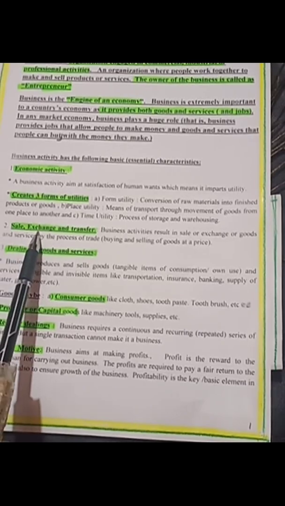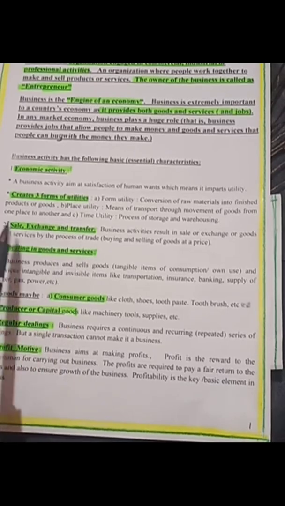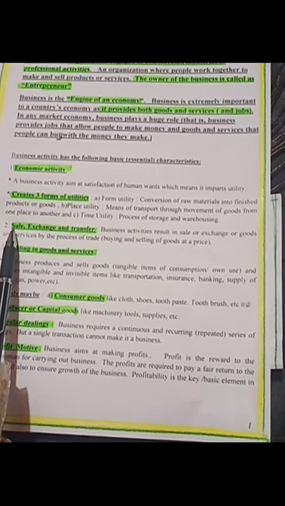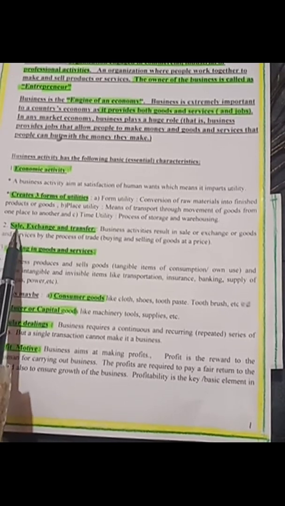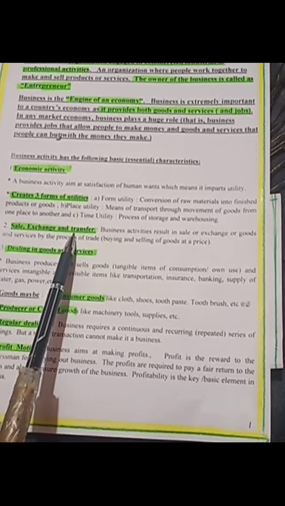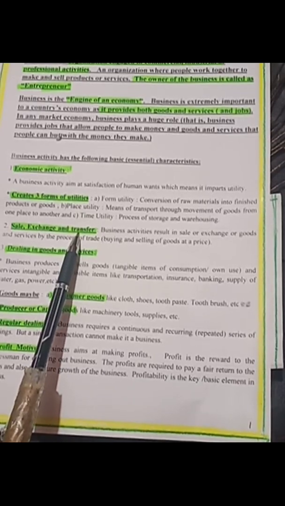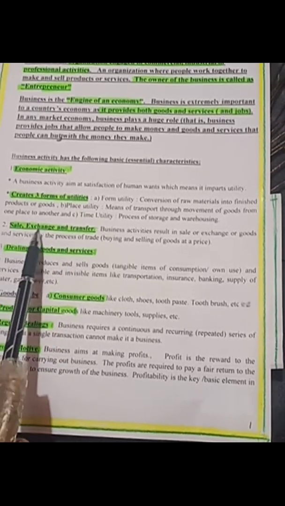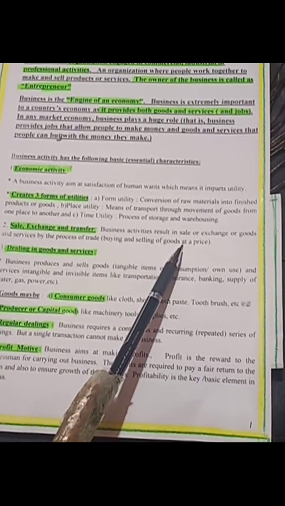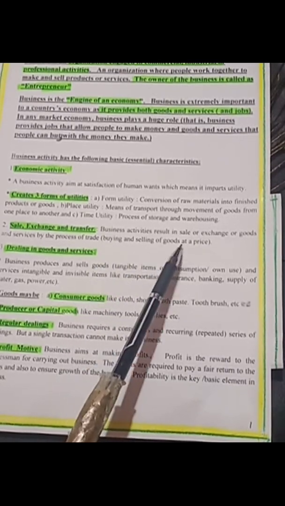Second one is sale, exchange and transfer. I'll tell you now, these 3 are interrelated. Sale is nothing but the goods are purchased by the buyer, money comes in. Goods go out, money comes in. Exchange is nothing but buying and selling of goods and services. Transfer is nothing but transfer of goods and ownership also. Once we buy the product, we become the owner. So sale, transfer and exchange. Business activity results in sale or exchange of goods and services by the process of trade. Trade is nothing but buying and selling of goods at a price.